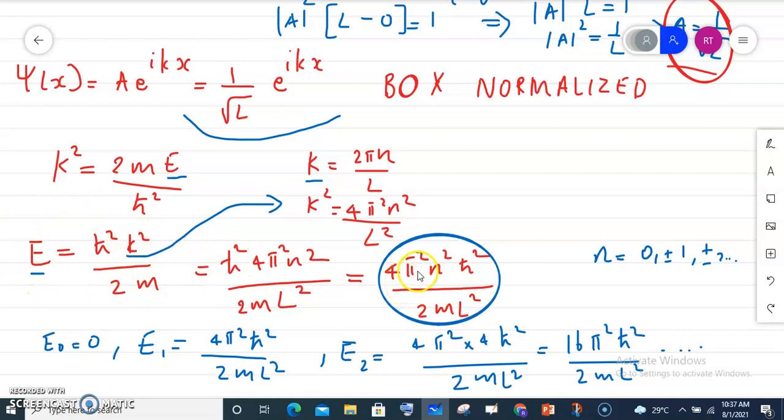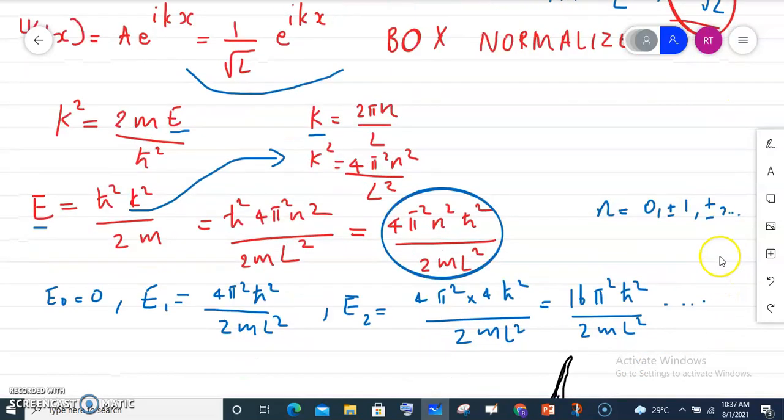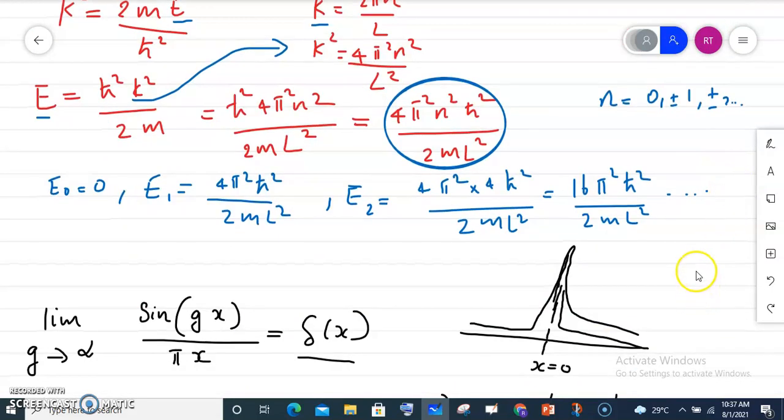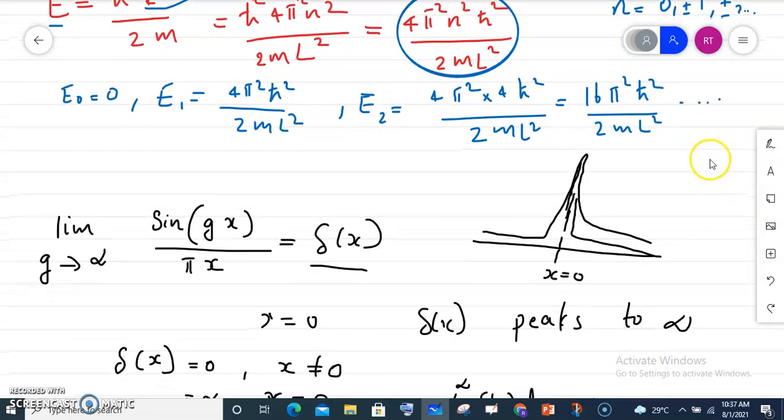So we have 4 pi square n square h cut square by 2ml square. So if we give the values 0, 1, 2, etc., you will get the possible energy values, or the energy eigenvalues. So this is how we are box normalizing the free particle and obtaining the wave function, eigenfunction and eigenvalue in the case of box normalization.